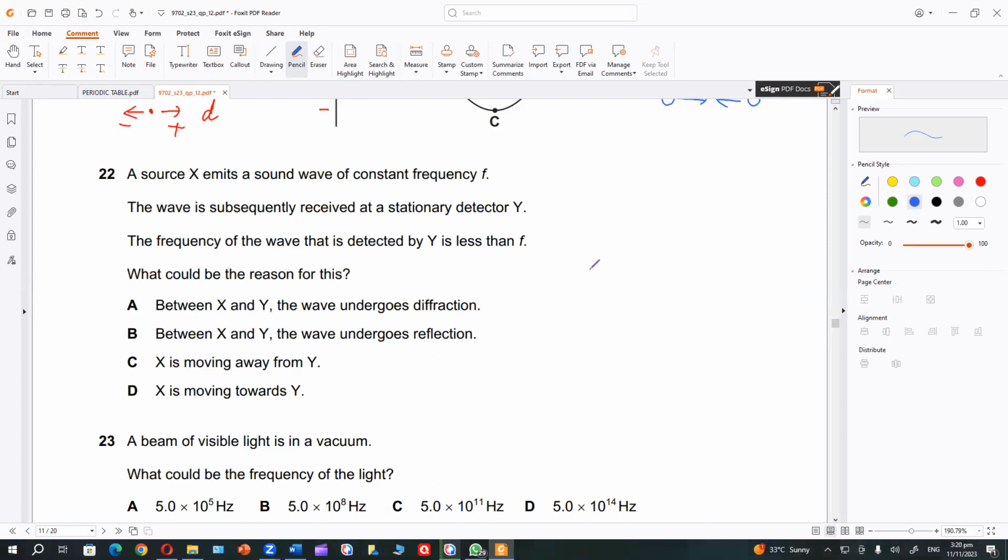A source X emits a sound wave of constant frequency f. The wave is subsequently received at a stationary detector Y. The frequency of the wave that is detected by Y is less than f. The detector is stationary. Do you think it looks to be a case of Doppler effect? Because on one side he says constant frequency, then he says less than. How is this possible unless it's a Doppler effect?